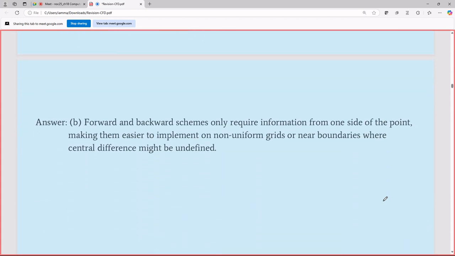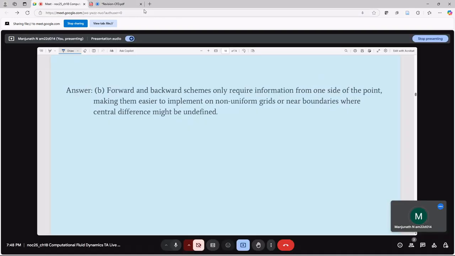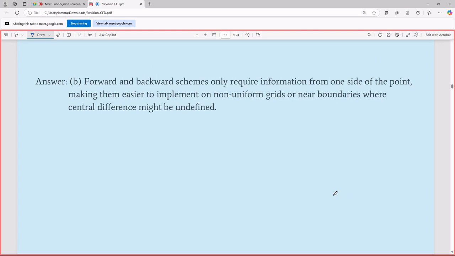So our answer is option B. Forward and backward schemes only require information from one side, whereas the central difference scheme requires information from both sides.